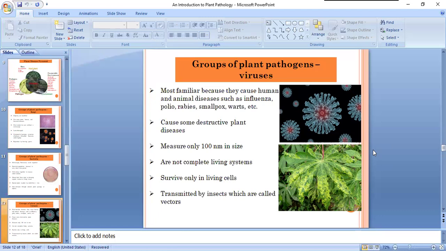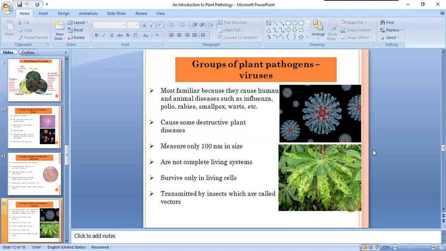The third group of plant pathogens is viruses. Viruses are also a very important group of plant pathogens. A virus is an acellular microorganism. It does not have its own cell. Whenever it does not contact any other living organism, it is inactive. But when it contacts another living organism, it becomes active, infects that organism, and multiplies itself. It is most familiar because it causes disease in humans, animals, or any other living organisms.